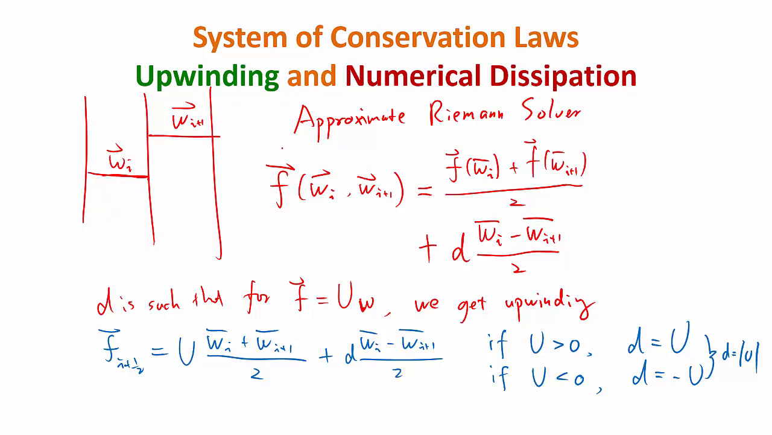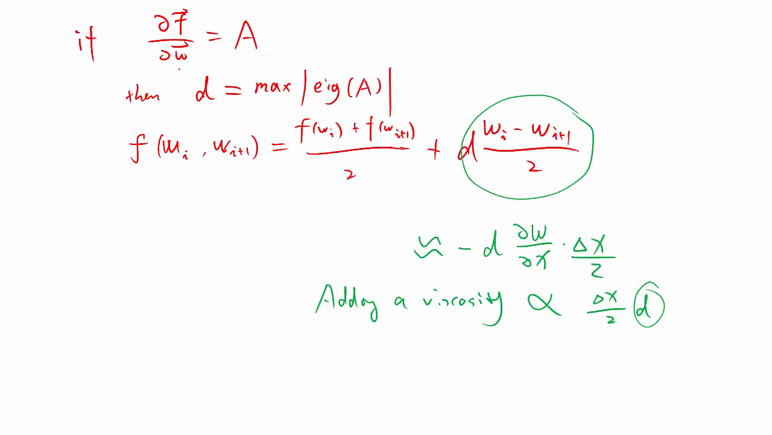D has the same unit as U. Exactly. In this case we have a linear relationship between W and U. If you have a nonlinear relationship, you should be looking at the derivative, right?